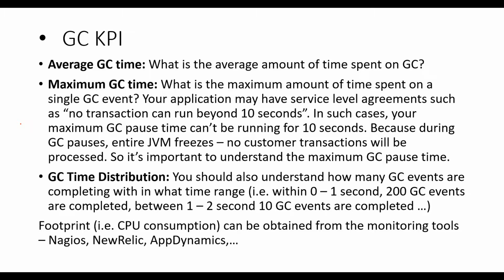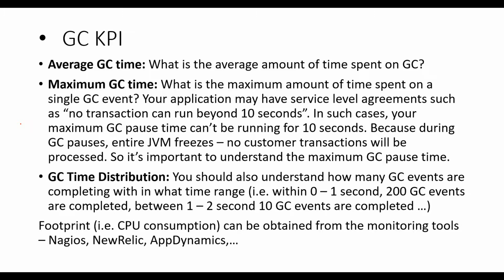Then the next thing is the GC footprint. Whenever a GC task is running, how much percentage of CPU it is using, and how much percentage of the JVM's memory it is using. This is the footprint. You can get this data from new generation monitoring tools like Dynatrace, AppDynamics, New Relic. All these APMs can give you this data, but it can also be obtained by existing tools like JMC and JVisualVM.